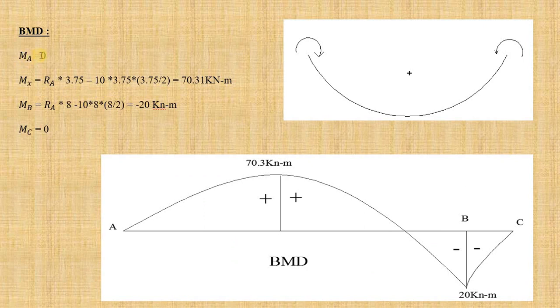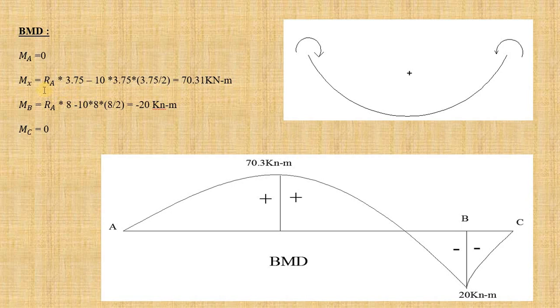We know that for a simply supported beam carrying a UDL, the moment at the support is 0. So MA equal to 0 here and MC equal to 0 here. So the first point and the fourth point are clear. Now the calculation is for the second and third points. So let us check for MX.